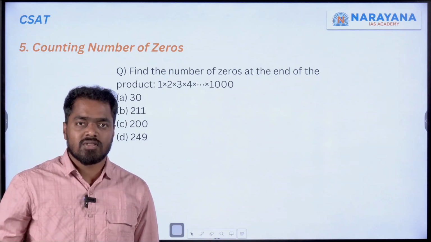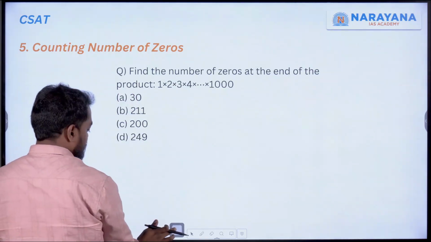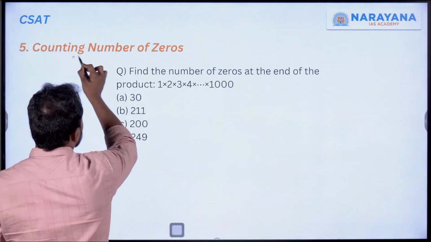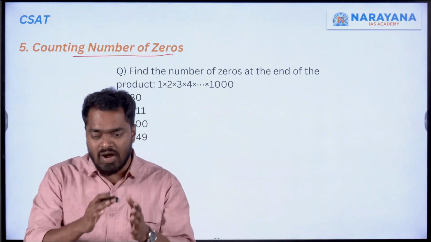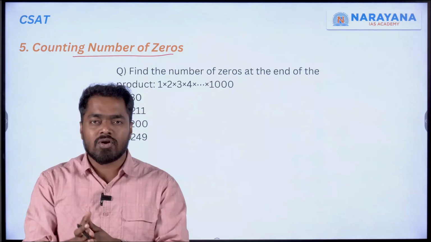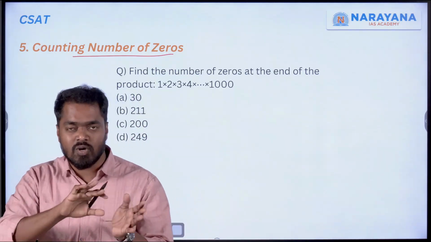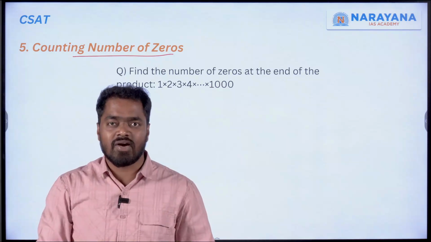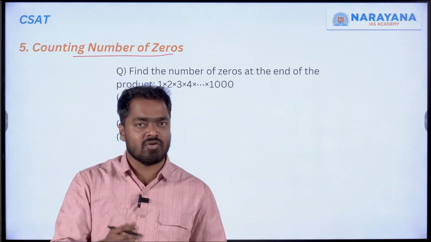Now, this is the second model question from this subtopic, counting number of zeros. So what was the first model question? That is, you have to divide the entire product into 2 into 5, right? So 2 into 5 pairs you can divide the product, then you can find how many number of 2 into 5 pairs are there, then that is your number of zeros.